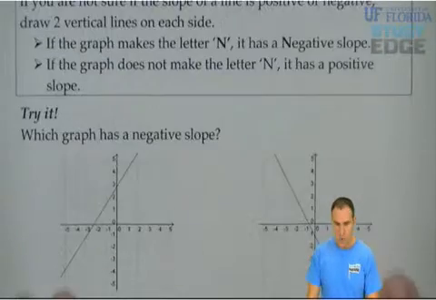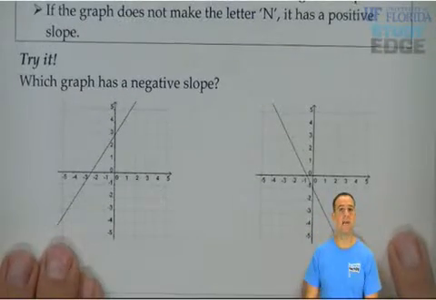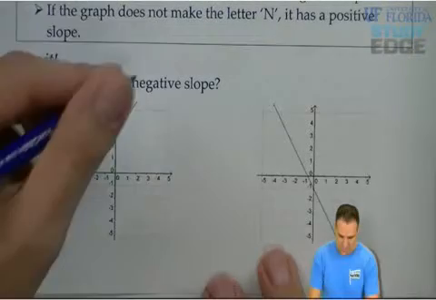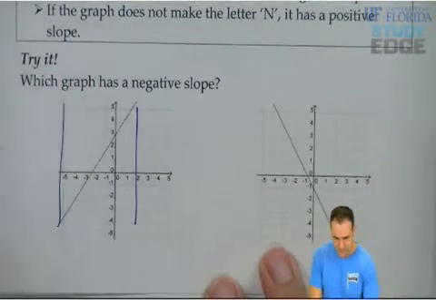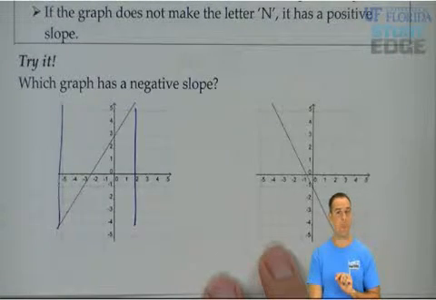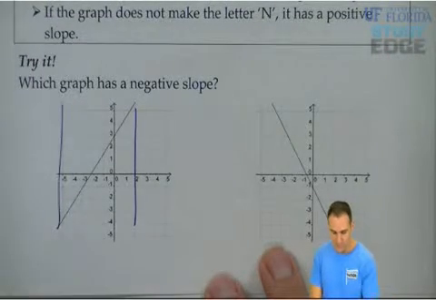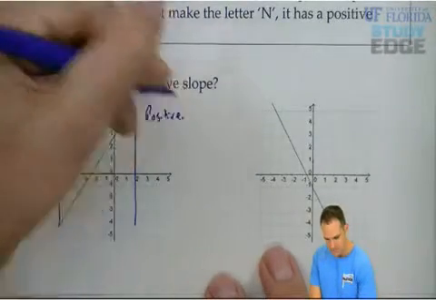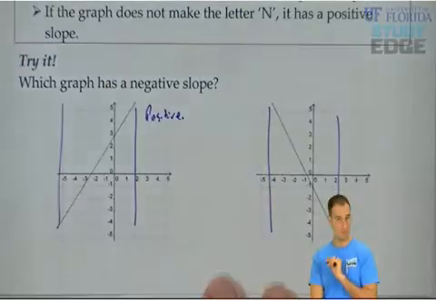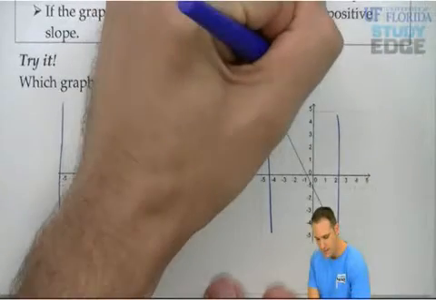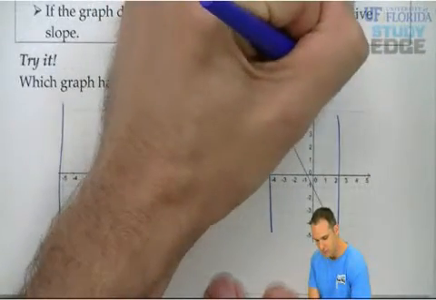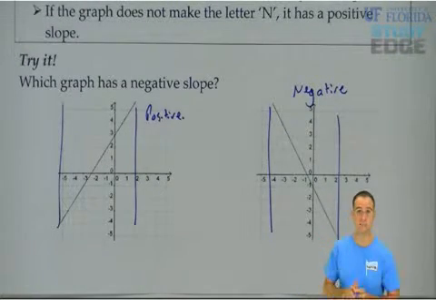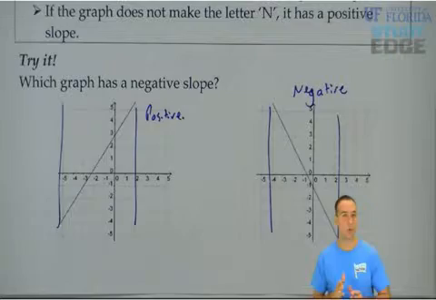So do you see which of these two graphs has a negative slope? If you're not sure, draw a line on either side. Does that make the letter N? No. That means that this has a positive slope. This makes the letter N, so this line has a slope that is negative. That's how you figure out positive versus negative. And that was one thing I wanted to start with for slope.